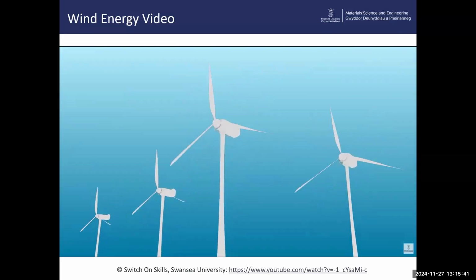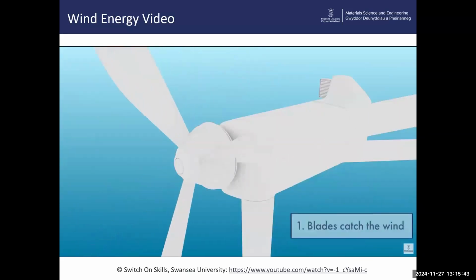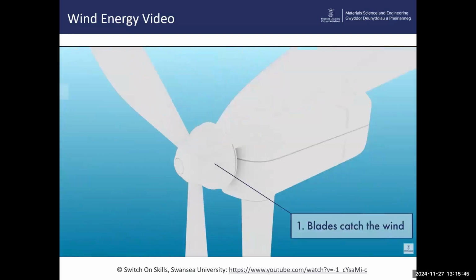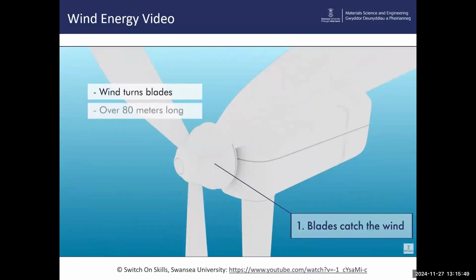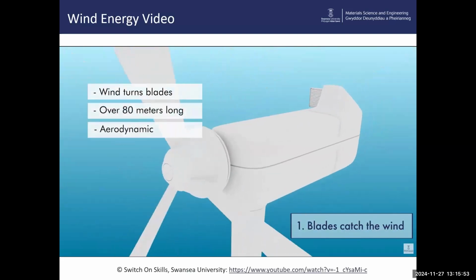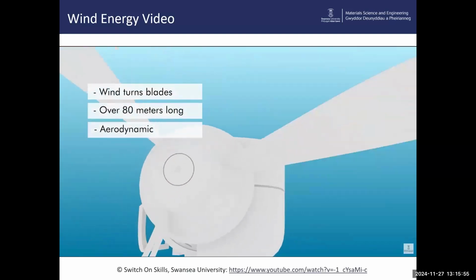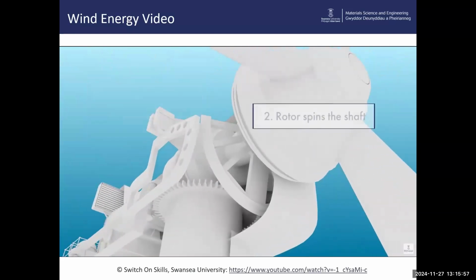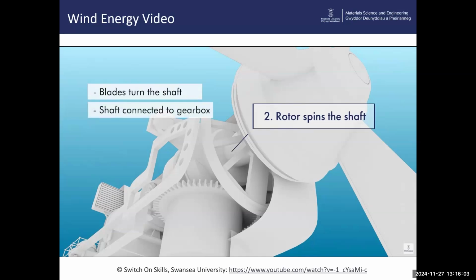Here's a closer look at the process. Blades catch the wind. The wind turns the blades of the turbine. These blades can be over 80 meters long and are designed using advanced aerodynamic principles to maximize efficiency. Rotor spins the shaft. The rotating blades turn a low-speed shaft connected to a gearbox.